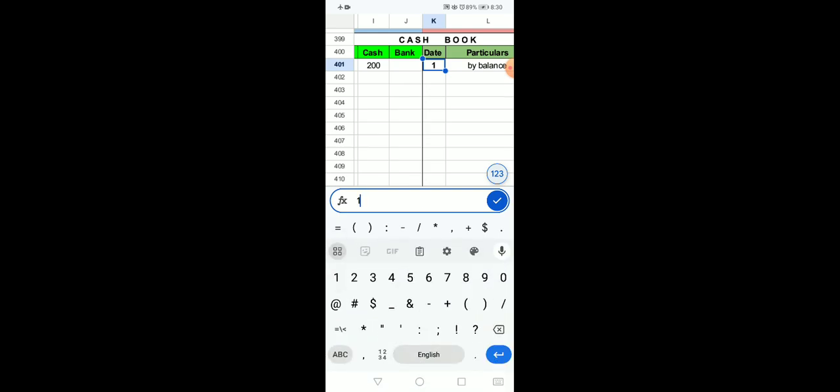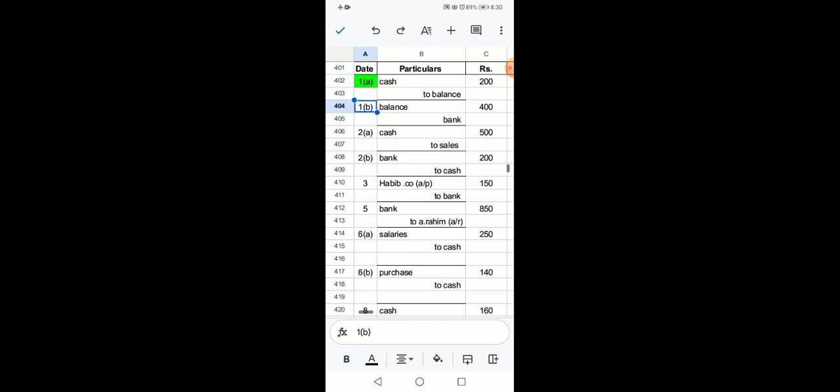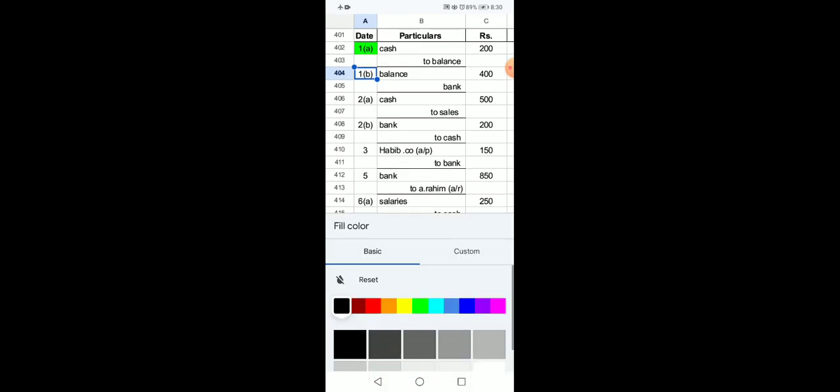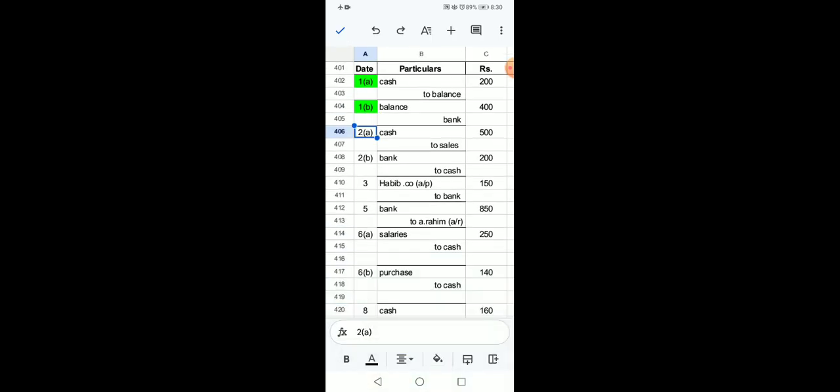Now it's time to see the date. What is the date? 1B. So you are going to write 1B in the date column. In this way, entry number 1B had only one element to be posted. We have posted it, it means 1B is completed. Mark it as done. And now let's see what 2A is saying.